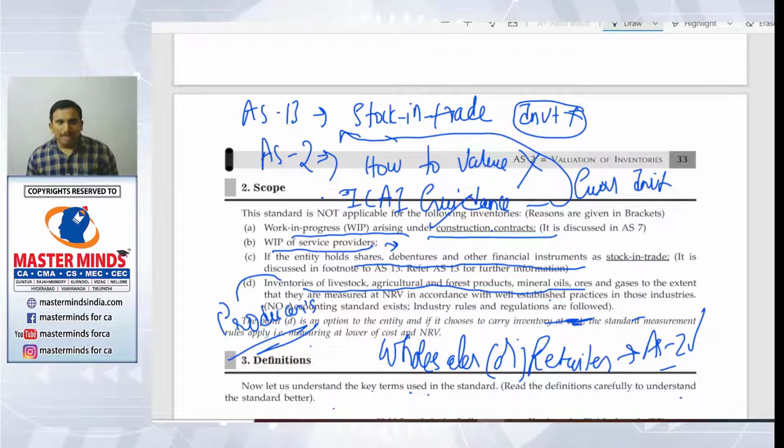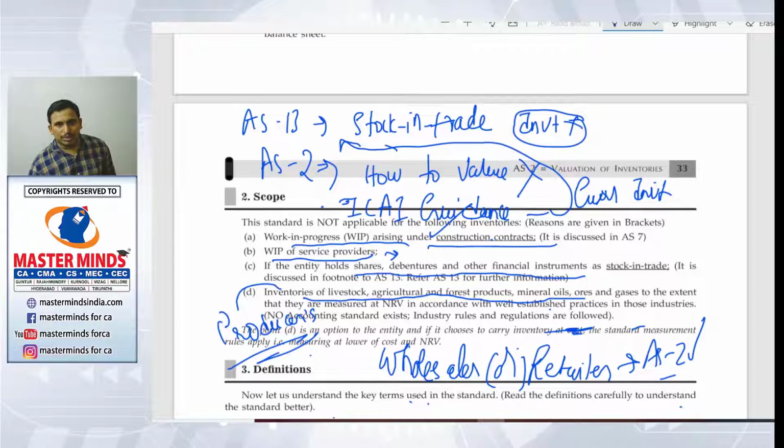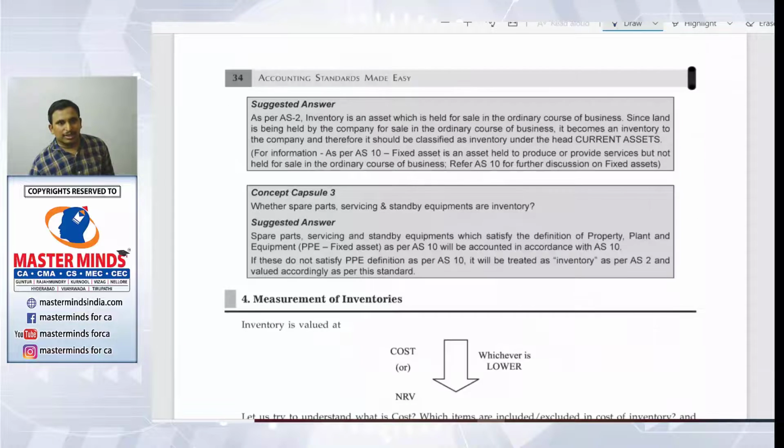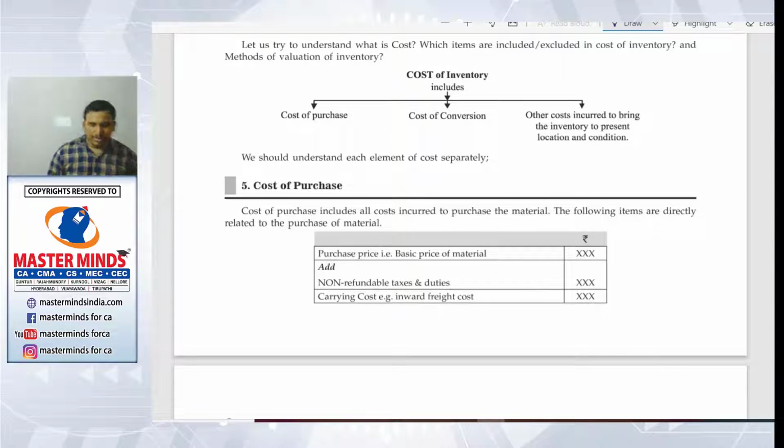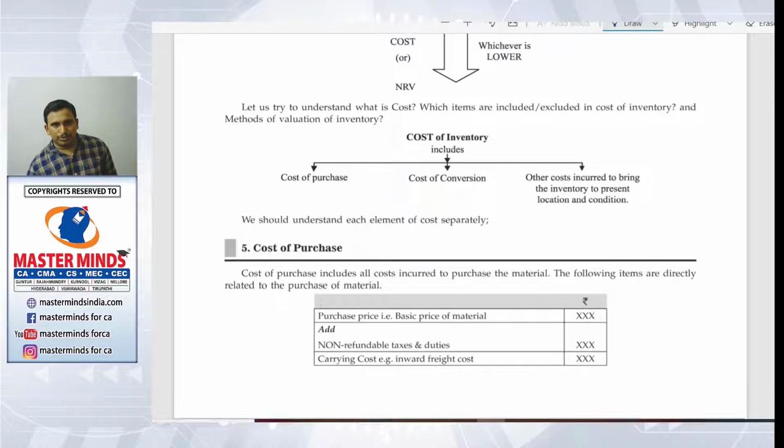So these are all the exclusions given in the standard. Though they are inventory, still their valuation principle is not given in the standard. So far what we have discussed, we have seen the definition of inventory and then the exclusions of the inventory definition. Now let me proceed further.